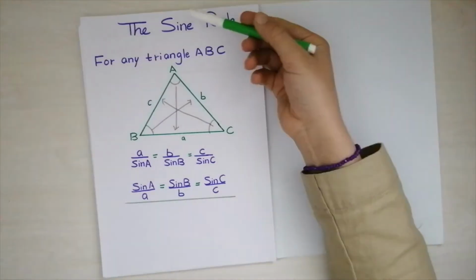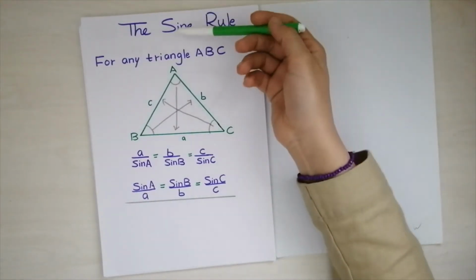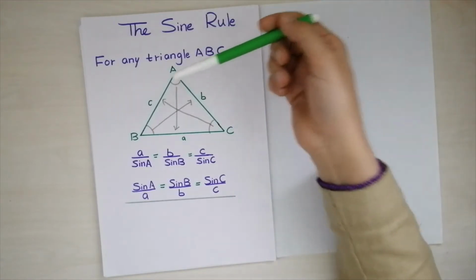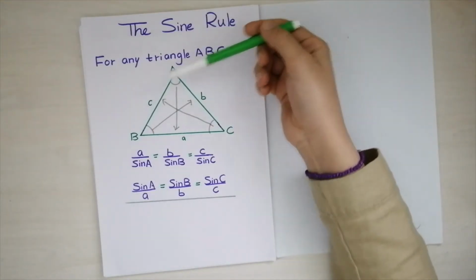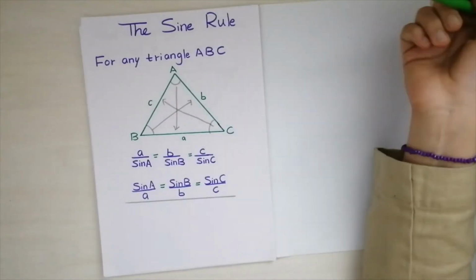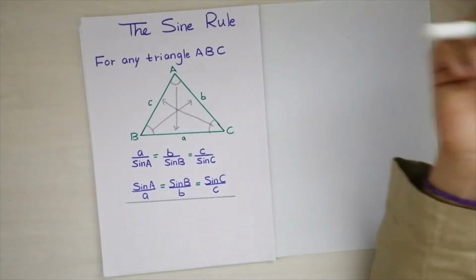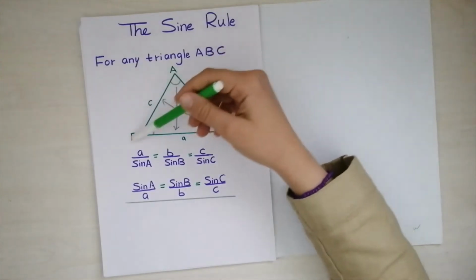Today we will revise the sine rule. We will see how you can use the sine to find the length of missing sides or the measure of missing angles in any triangle. No need to be a right angle triangle. So here we go, we have a triangle ABC.